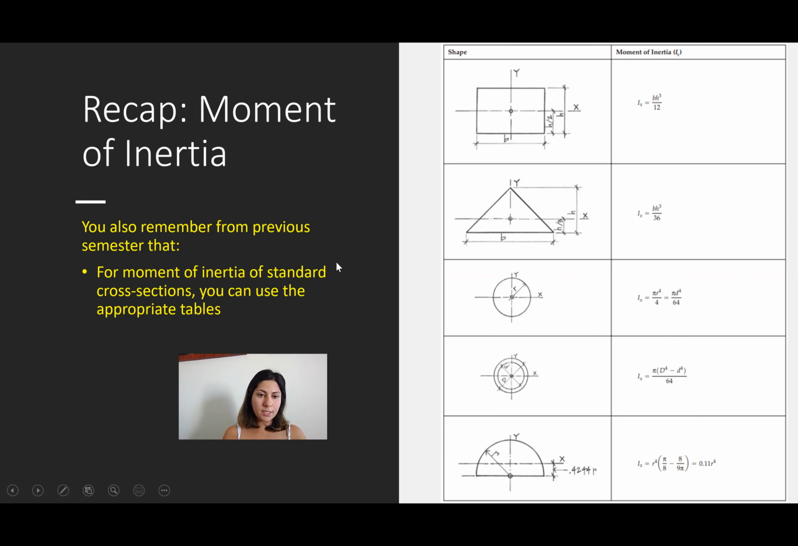Here is a reminder that for standard cross sections like I-beams, channels, and other standard cross sections, in New Zealand, we have different tables that you can use to find the moment of inertia, and you don't need to calculate them by hand.